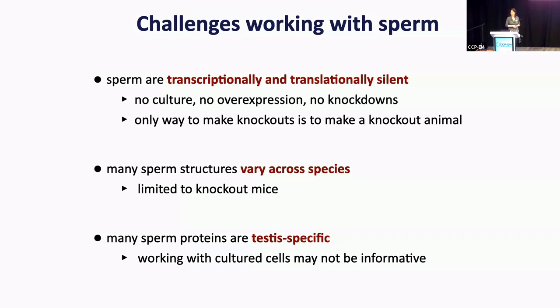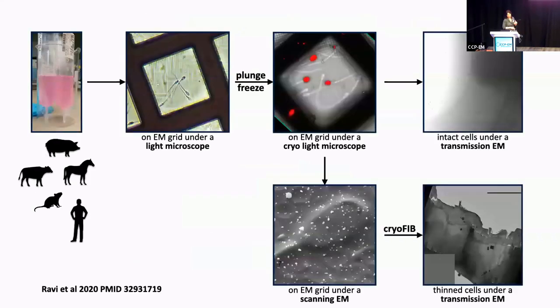With that in mind, we went on to develop tools to study mammalian sperm. This is our overall simple workflow. We get the sperm from either different species or human, put it on an EM grid, and do plunge freezing. We can do some fluorescence imaging if there is a marker that can work. Then either we go directly to a transmission electron microscope, or we go through cryo-FIB milling if we want to look at parts of the cell that are a bit thicker.